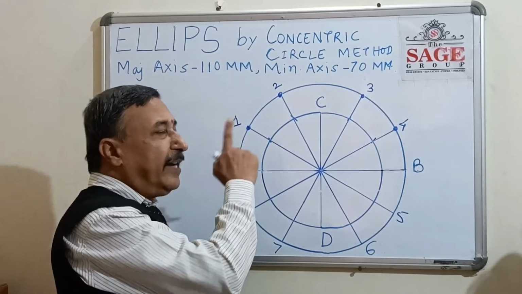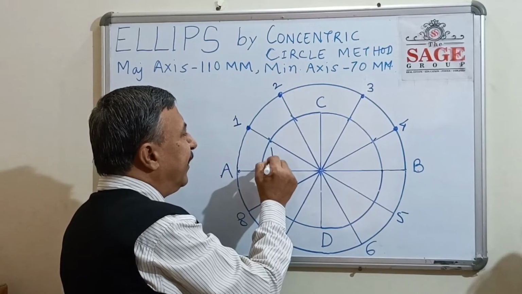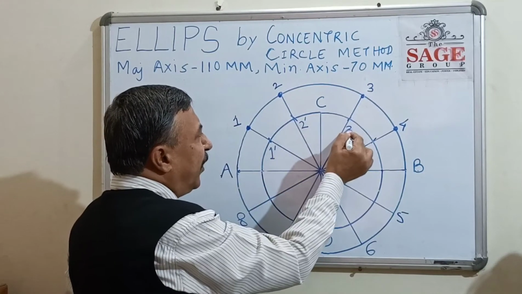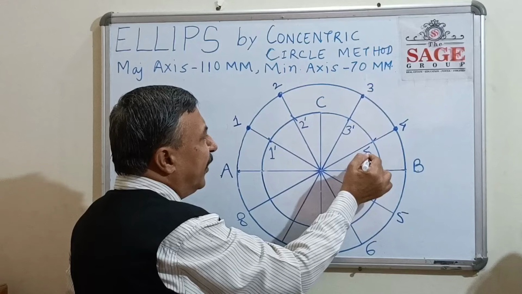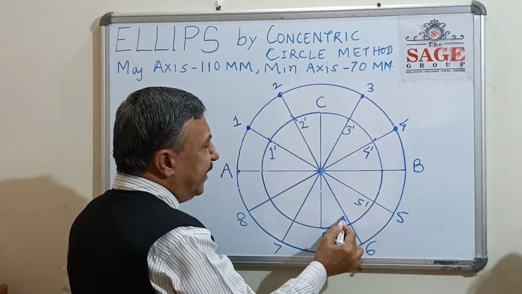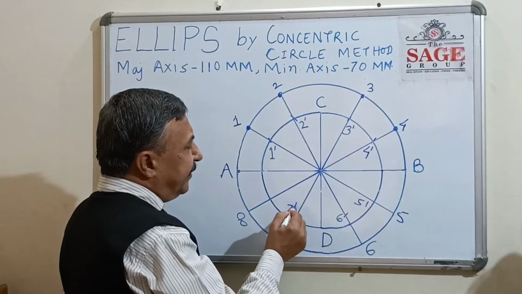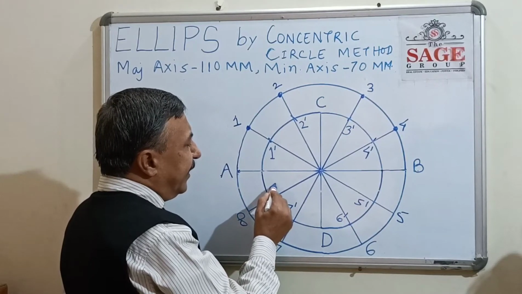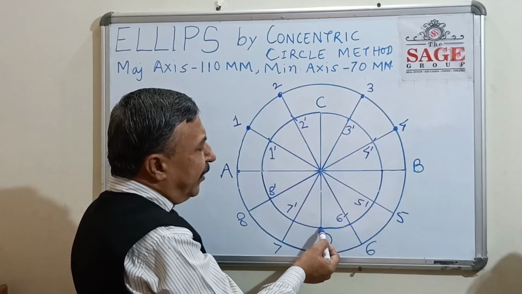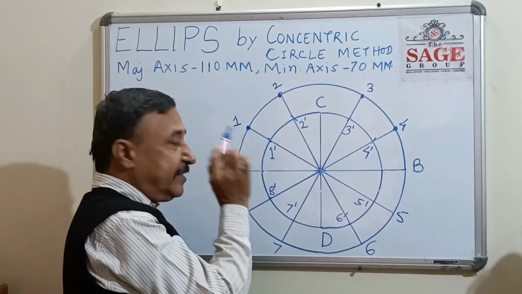Similarly, you mark 8 points on the minor axis concentric circle. This point is 1 dash, correspondingly this point is 2 dash, this point is 3 dash, this point is 4 dash, this point is 5 dash, this point is 6 dash, this point is 7 dash, and this point is 8 dash. No need to mark here, already C, here already D. No need to mark here and here. Remember this thing.